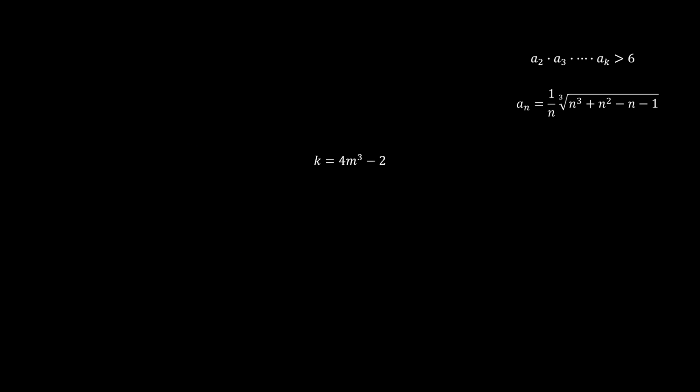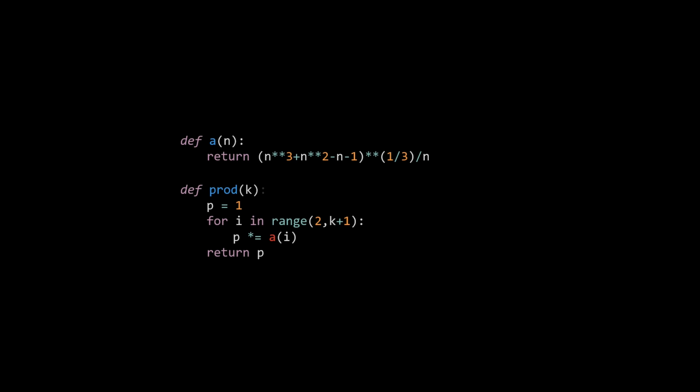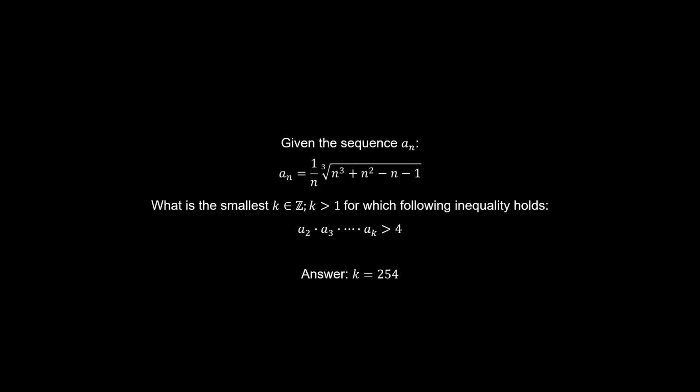But let's also try it for another example. M equals 6. The answer for k is apparently 862. Let's run through the program again. Firstly, 1 less than the actual answer, 861. It's again just less than 6. And 862, just over 6. So the inequality holds for the first time exactly on the predicted value of k. Our final answer to what the smallest value for k is for which the inequality holds, thus is 254.